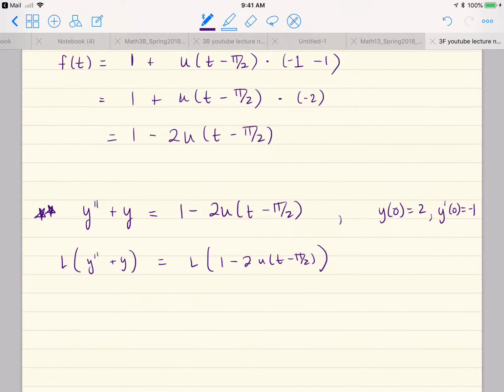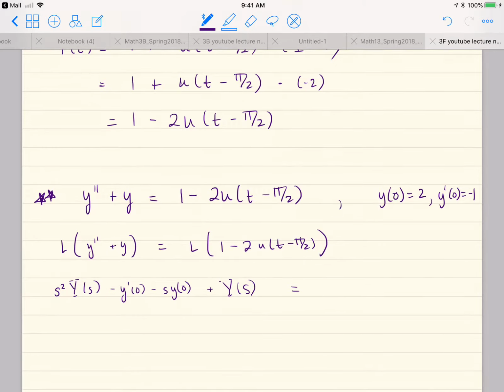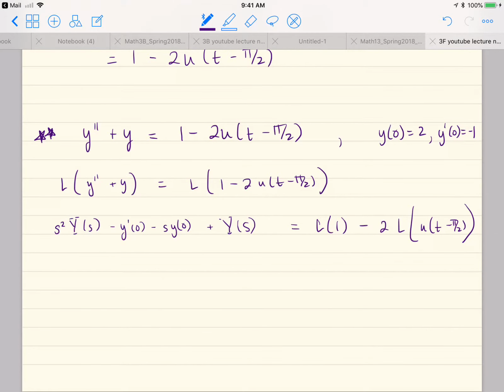On the left-hand side, I will have s squared Y of s minus y prime of 0 minus s y of 0 plus Y of s. And on the right-hand side, I'll have the Laplace transform of 1 minus 2 times the Laplace transform of u of t minus pi over 2. Now, y of 0 is equal to 2, y prime of 0 is equal to negative 1. The Laplace transform of 1 is 1 over s. And now I just need the Laplace transform of u of t minus pi over 2.